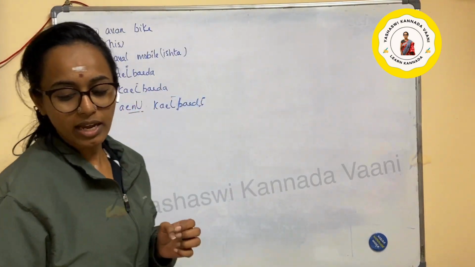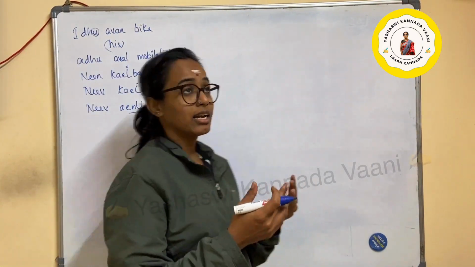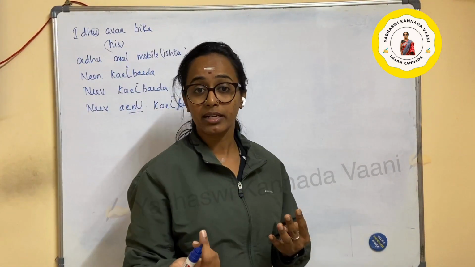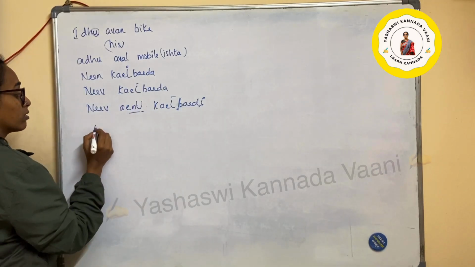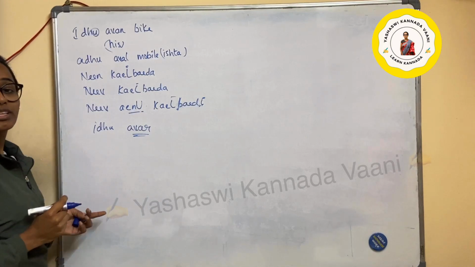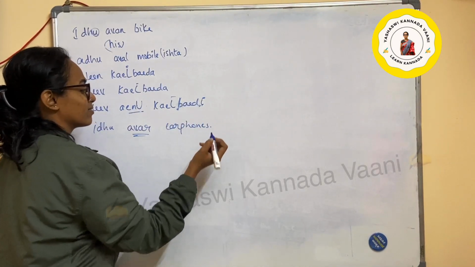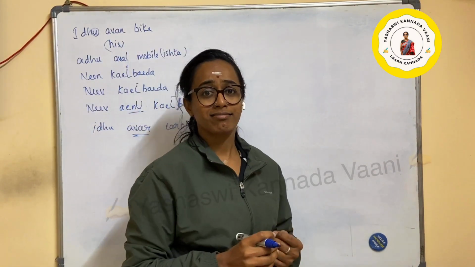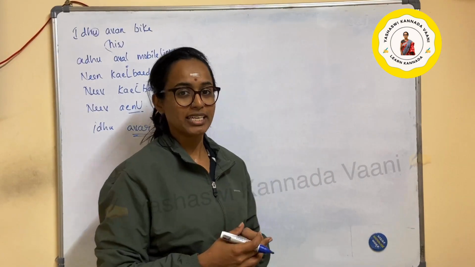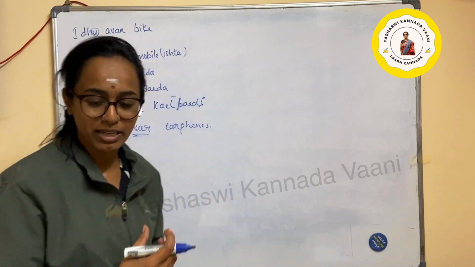The next one I want to learn. The sentences. I hope you got the usage of avan and aval. Now I want to say it with respect. Idu avar earphone. Avar is with respect. So idu avar earphone. Idu avar jaga. Idu avar meeting. Idu avar project. This is their project. So their, his and her. That is what we learned a little bit in depth.